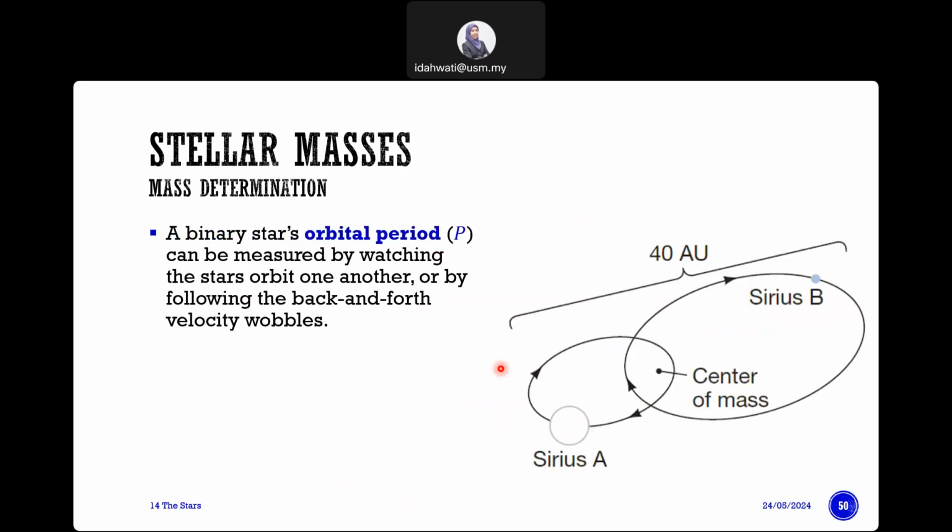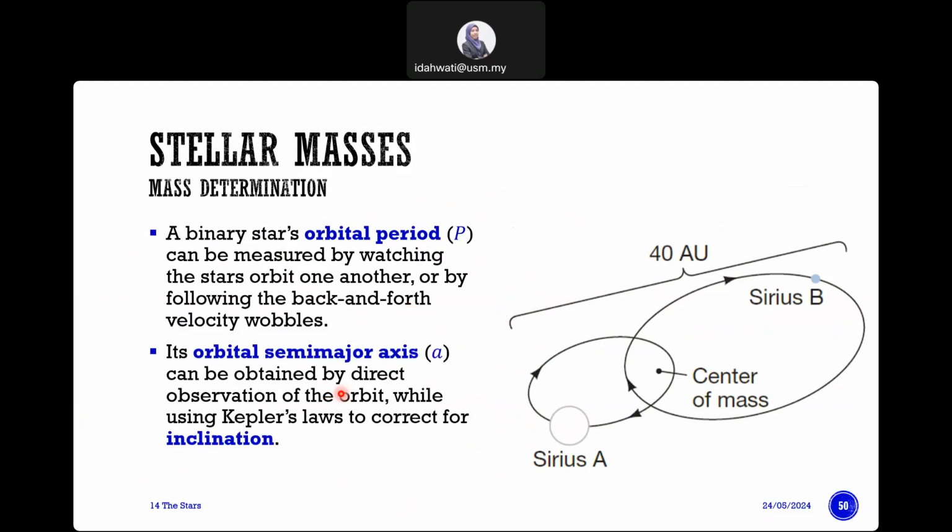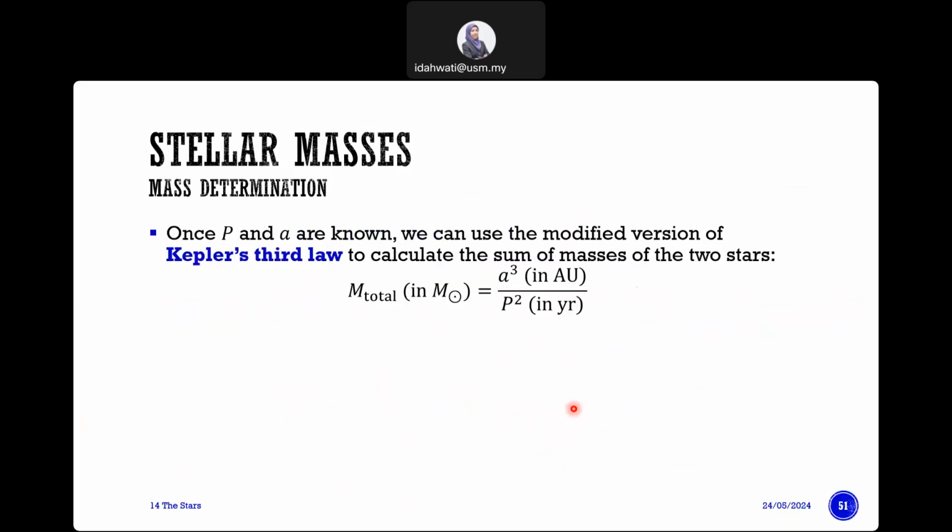And then I think this last part is for stellar masses. Stellar mass determination uses the orbital period, P. It can be measured by watching the stars orbit one another or by the back-and-forth velocity. For example, the orbital semi-major axis, A, can be obtained by direct observation of the orbit, using Kepler's law to correct for inclination. So this is the relation of P and A.